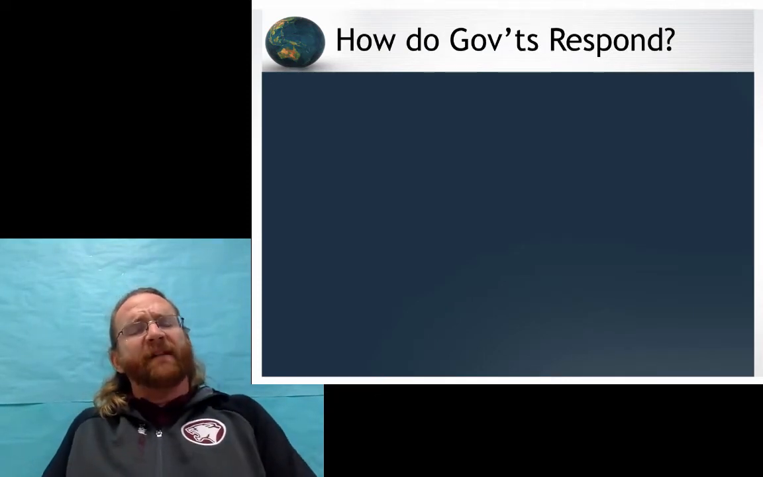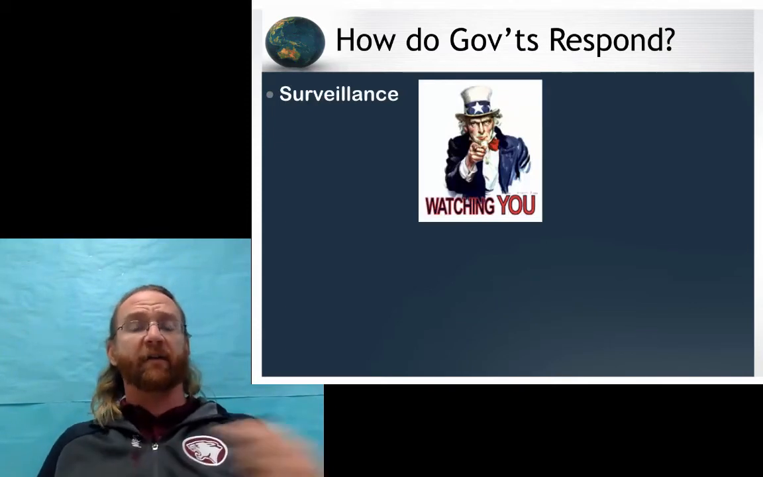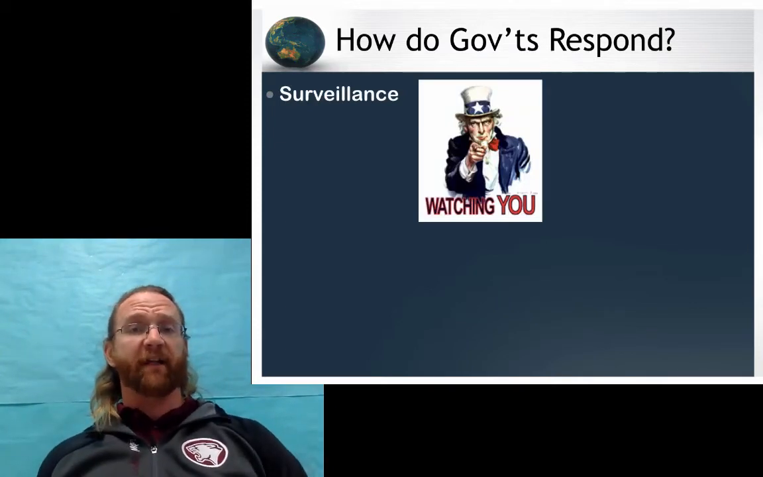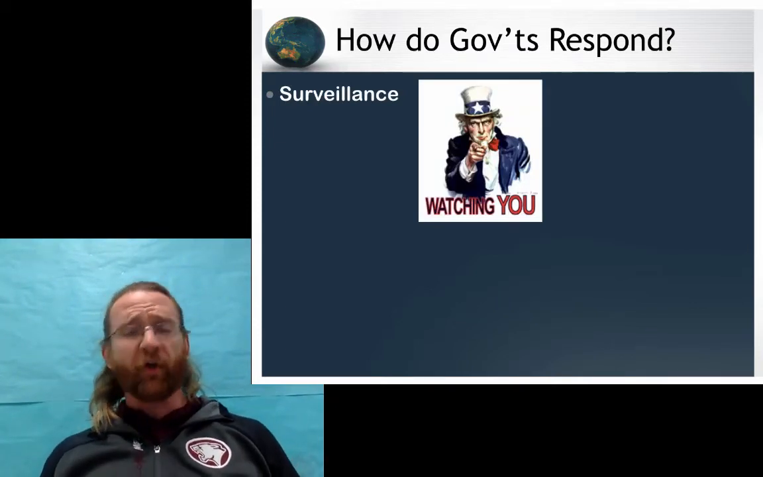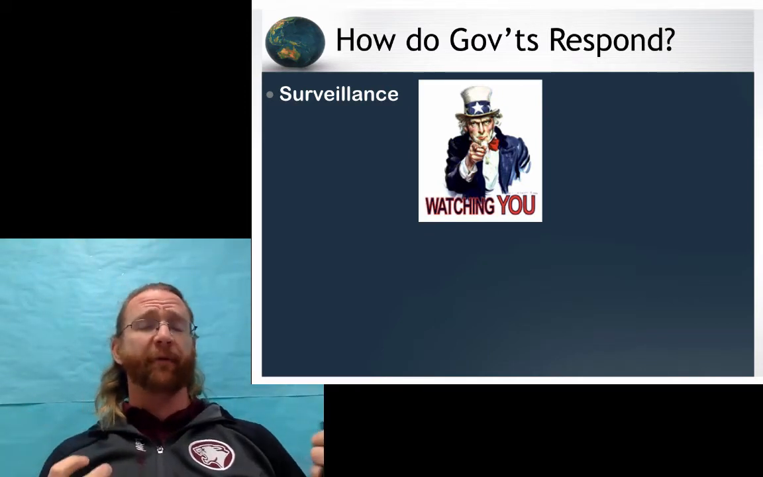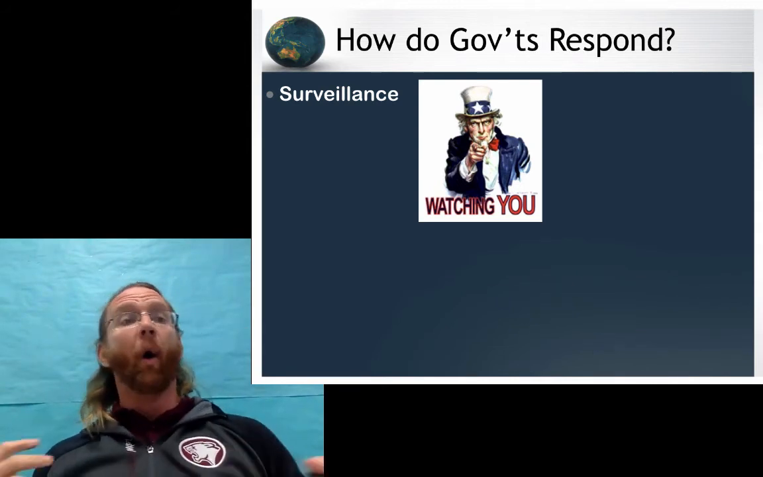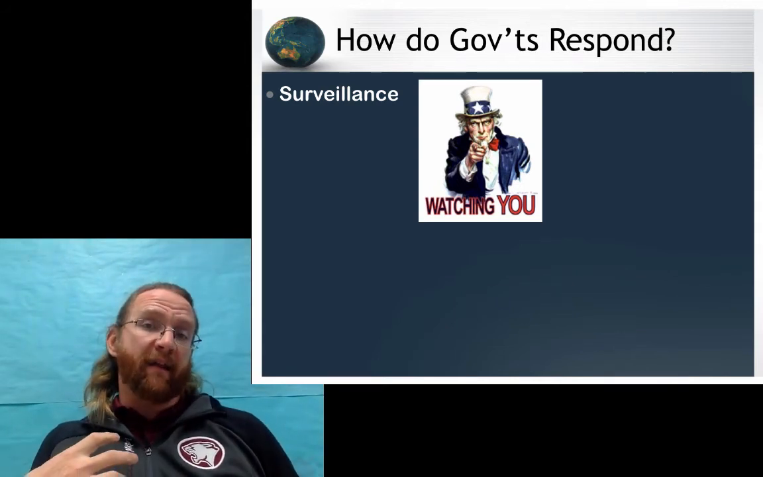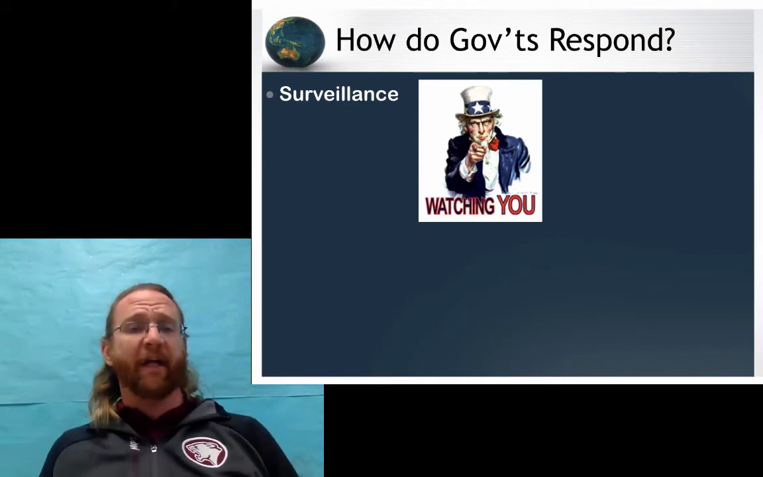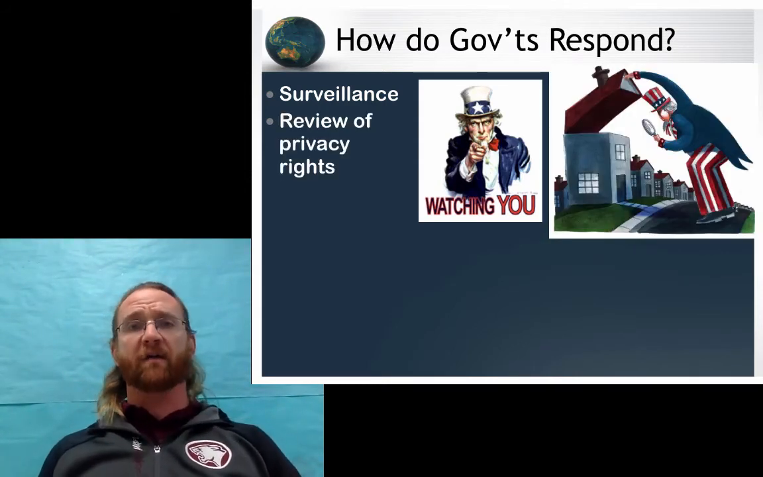So how do Western governments respond to heightened terrorist activities? Well, one is increased surveillance. Governments create various programs to watch what people do. They put people on a watch list based on things they buy or some suspicious activity. And all of this surveillance raises privacy right concerns.